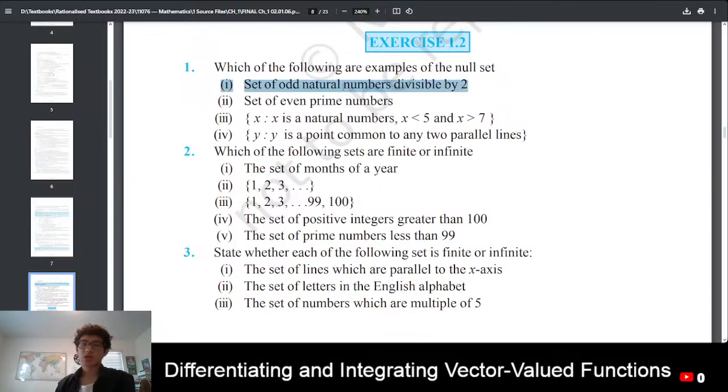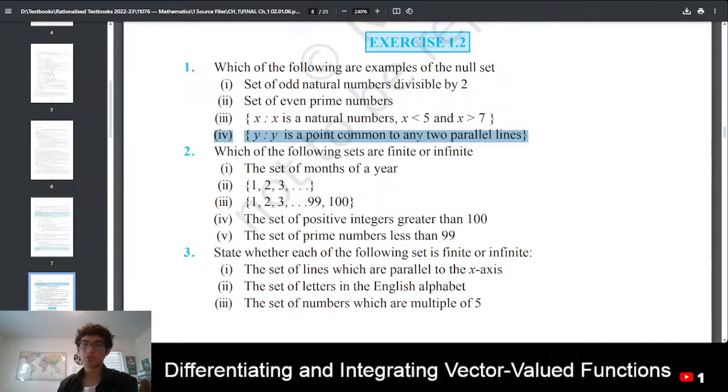Set of odd natural numbers divisible by 2. If it's odd, it's not going to be divisible by 2, so there's nothing in this. This is a null set. Set of even prime numbers. There is the number 2 that's even and prime. So that's not the null set. X is a natural number, x is less than 5 and greater than 7. That's impossible. So that's a null set again.